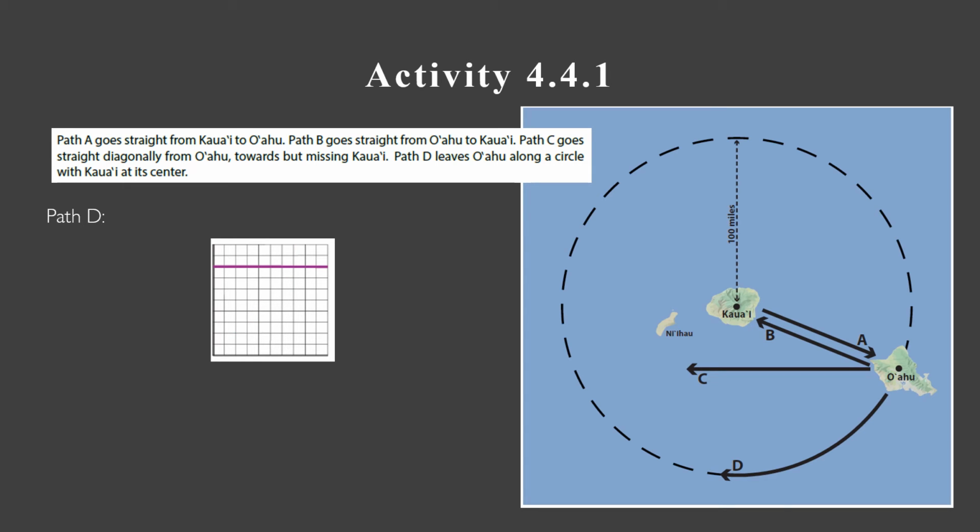Finally, in Path D, we start at Oahu again, so our distance from Kauai is 100 miles. We move in a circle with Kauai as center, so we never get closer or further from Kauai no matter how much we travel. This means that our graph starts at a positive y-intercept and should be a straight horizontal line with 0 slope.